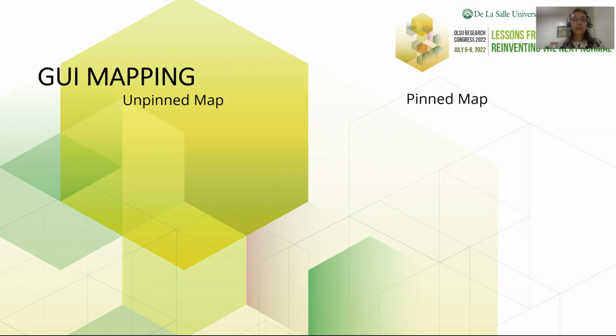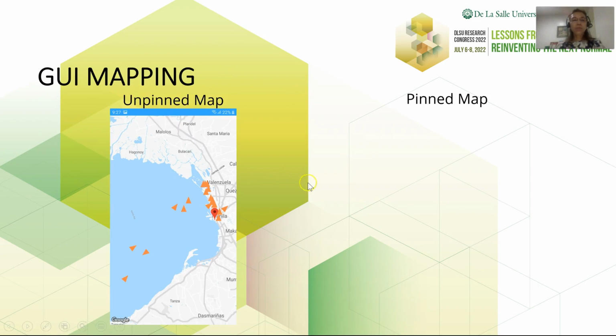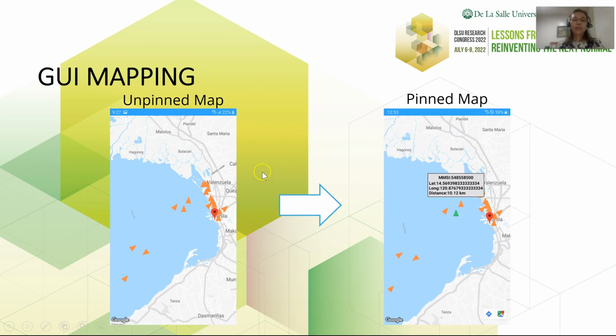Now for the data and results, we have the map where we have not pinned any ship, so all of them are orange, and this red pin here is the reference location. Once we press a certain ship, we have this one, and the information window pops out and shows the latitude, longitude, and the distance, plus of course its MMSI.